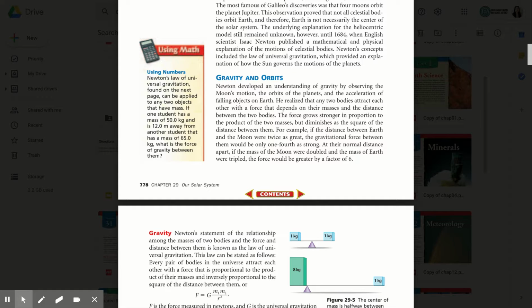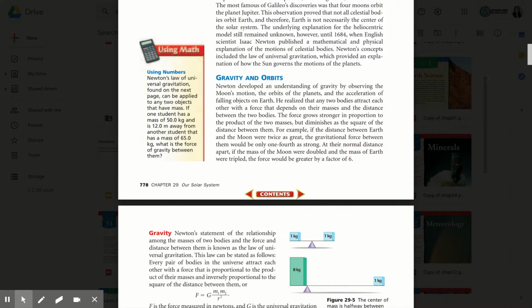However, until 1684, when English scientist Isaac Newton published a mathematical and physical explanation of the motions of celestial bodies. Newton's concepts included the law of universal gravitation, which provides an explanation of how the sun governs the motions of the planets: gravity and orbits.